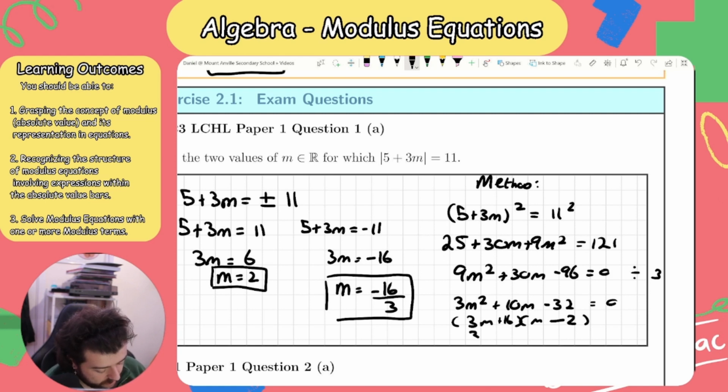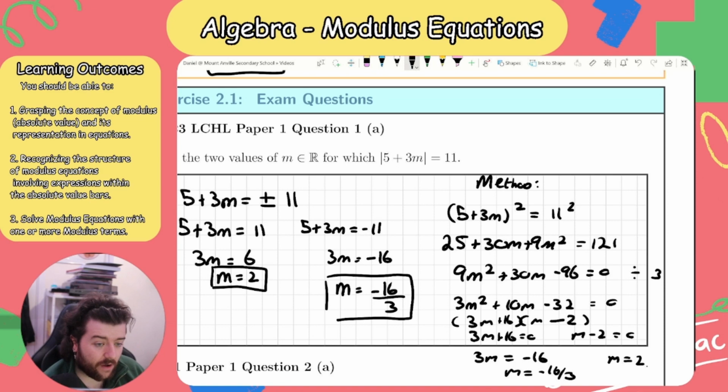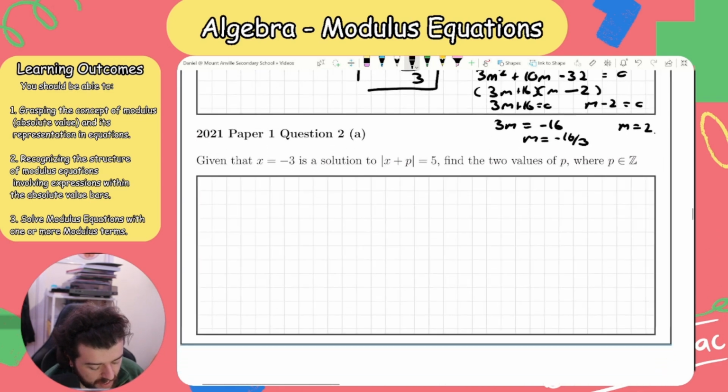Then again, 3m plus 16 is equal to 0, m minus 2 equals 0, 3m is equal to minus 16, m is equal to minus 16 over 3, m is equal to 2. So there you go, there were the two ways of doing it, and I got the exact same answers. Let's look at this one.